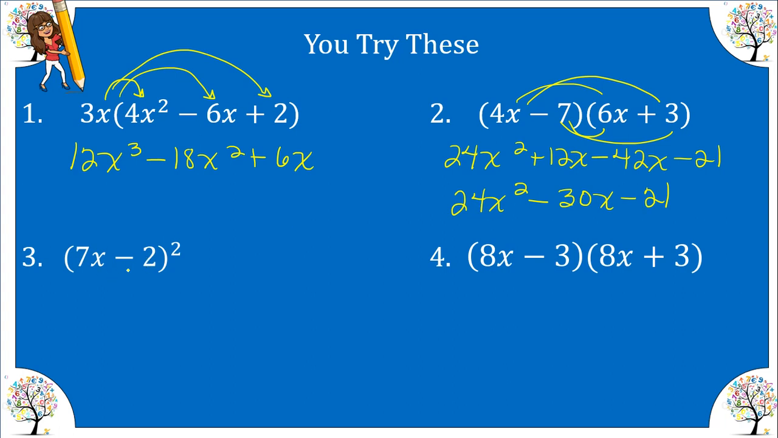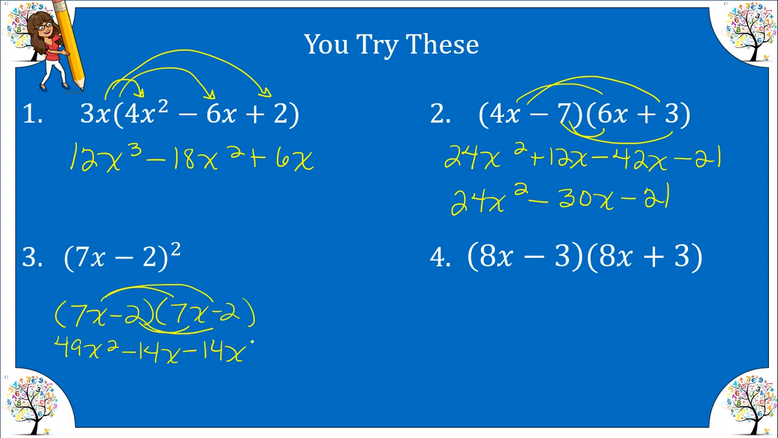Again, you have to write this out. We'll write it here. We have 7x minus 2. We have two of those being multiplied. We have 7x times 7x, that's 49x squared, negative 14x. Now we're going to distribute the -2, and then we get a positive 4. Our two middle linear terms combined together gives us minus 28x plus 4.